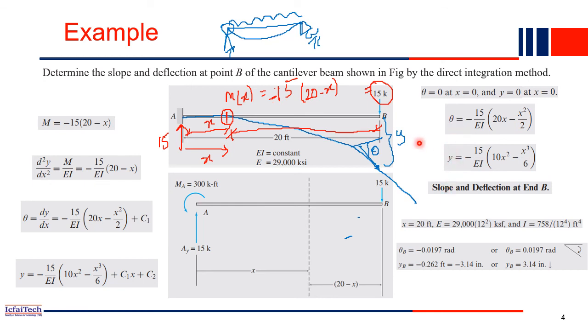So that is the advantage of using the double integration method. It will give you the slope and deflection with respect to x. x is a variable, right? If you just substitute any value of x at any location of a beam, you will get the final theta and y. Okay, thank you.